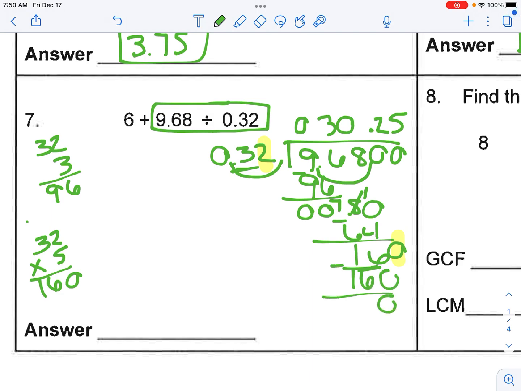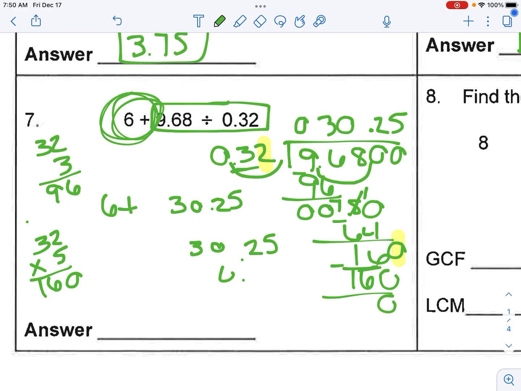All right, so your quotient for that first part is 30 and 25 hundredths, but remember that sitting in front of that we had 6 plus. Line them up. 30 and 25 hundredths plus 6 and 0 hundredths is 36 and 25 hundredths.